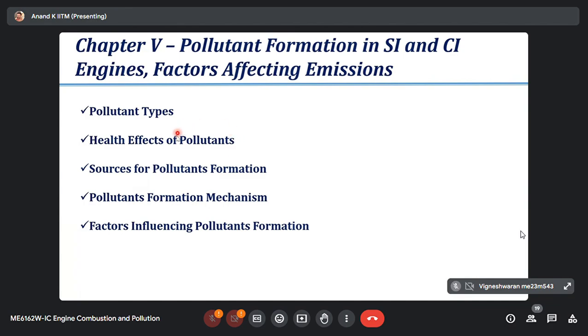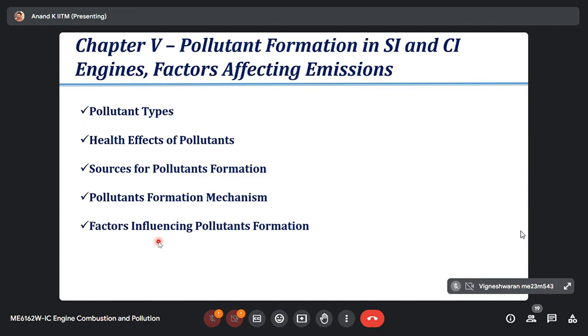So the pollutants have a detrimental effect on human health. That's why it's very important to understand how these species are formed as a result of combustion events. So we are tracking the sources where these species are forming, and we are also going to look at the formation mechanism of these 4 species. Then we will also look at the factors, engine design or operating variables, that influence the formation of these 4 species. Once we have a complete idea about the mechanism, as well as the variables that influence formation, we can adopt a suitable strategy. That is what we are going to discuss in the next chapter.